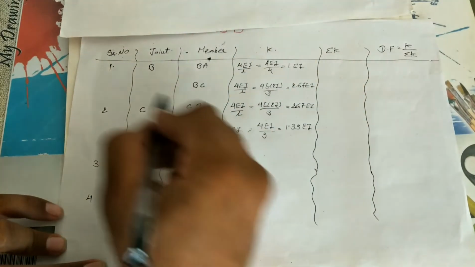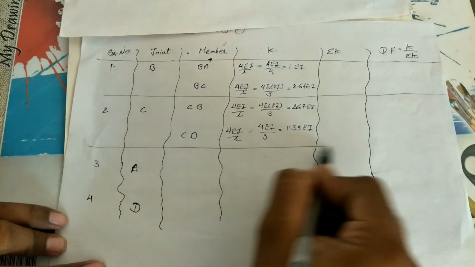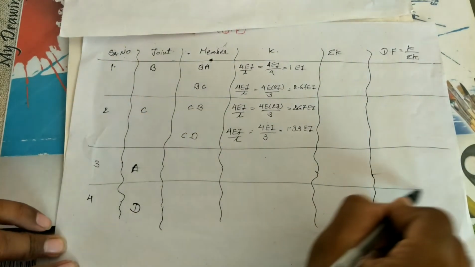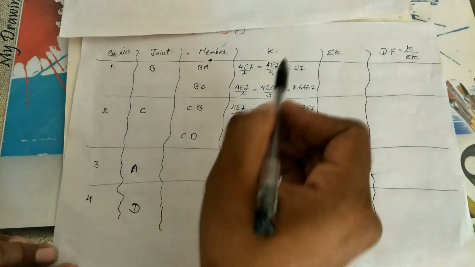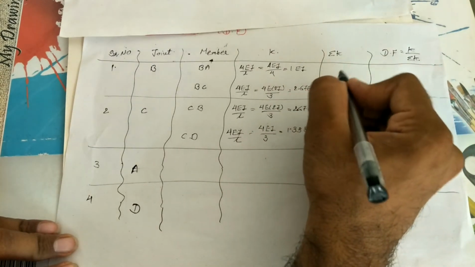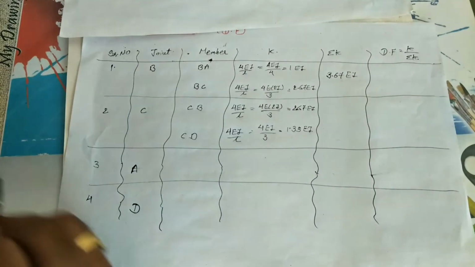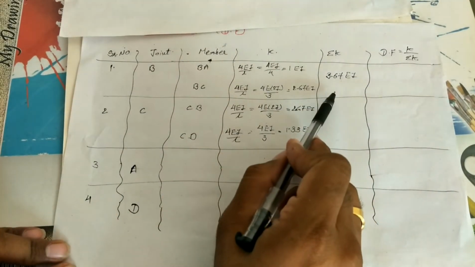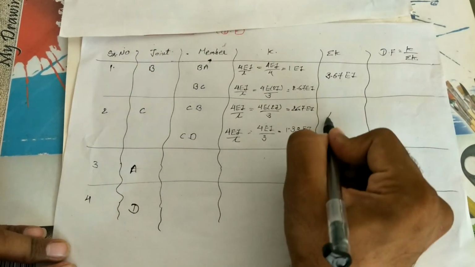Now summation of these two. If I separate it, so stiffness, summation of all stiffness. So 1 plus 2.67 EI, so that is 3.67 EI. This is 3.67 EI and this is 2.67 plus 1.33, so this is 4EI.